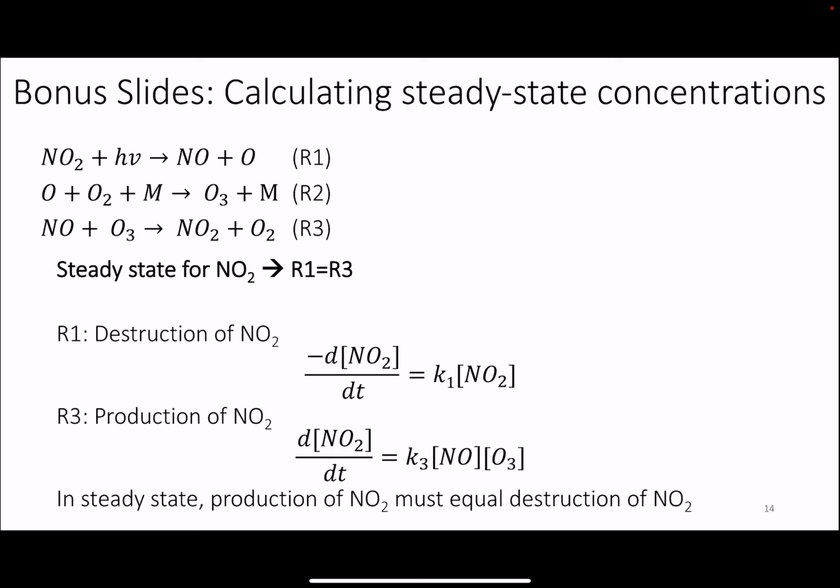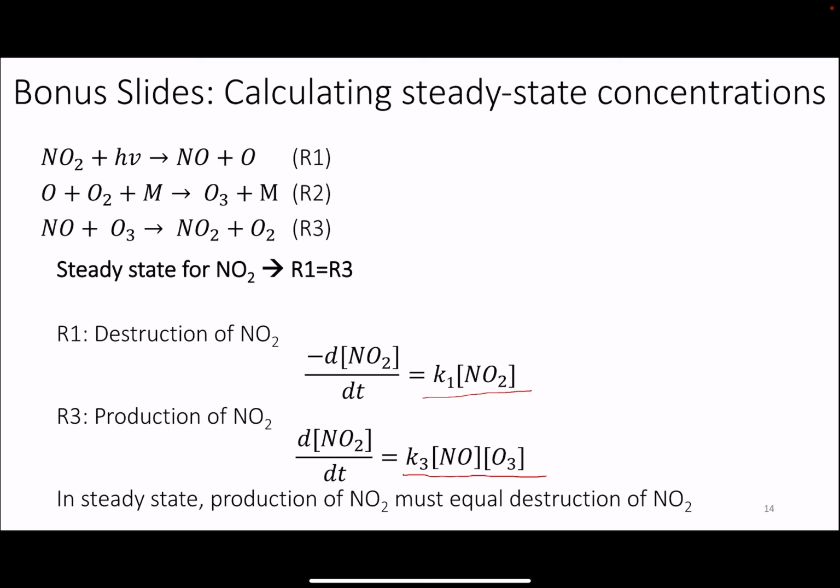So putting this all together, when you want to calculate the steady state concentration of something, so let's say we want the steady state concentration of NO2, we know that at steady state, the reaction of R1 must equal R3. So the destruction of NO2, which is equal to K1 times NO2, must be equal to the production of NO2, which is equal to K3 times the concentration of NO times the concentration of ozone. So in a steady state, these two things must be equal.